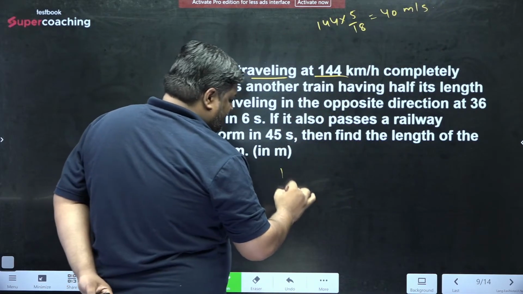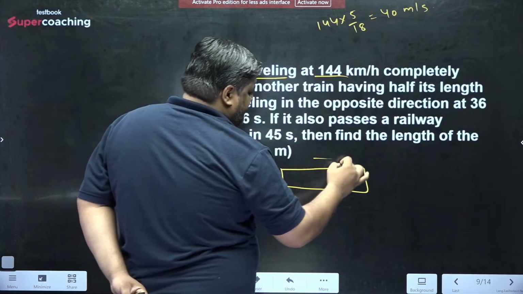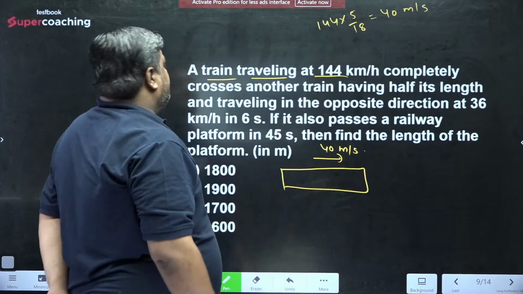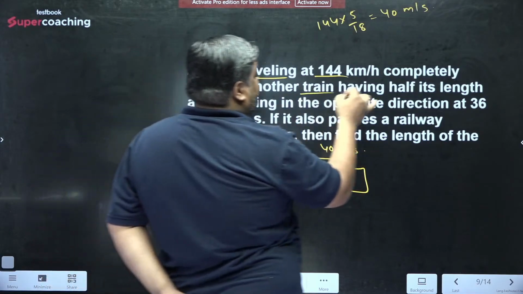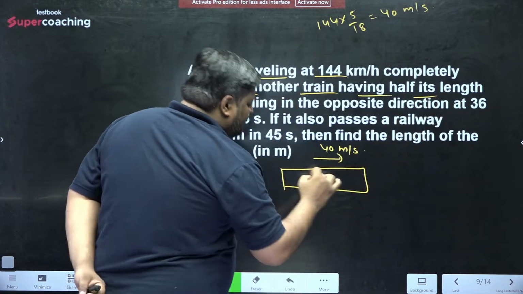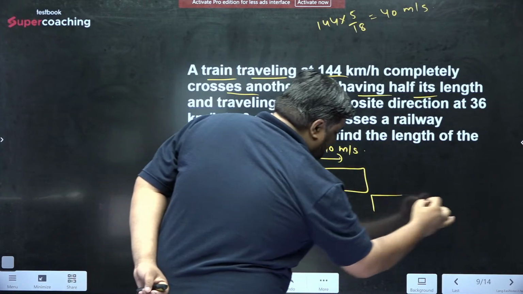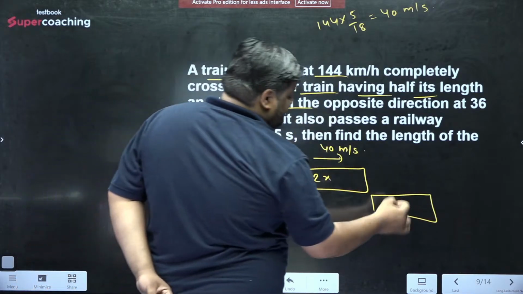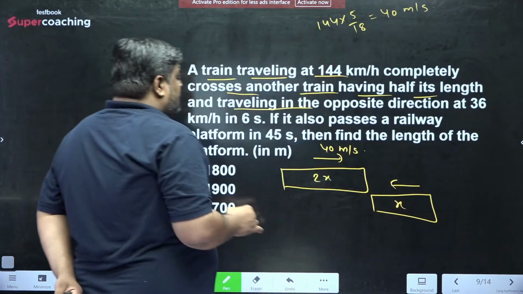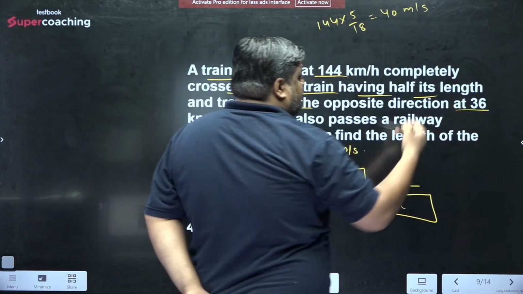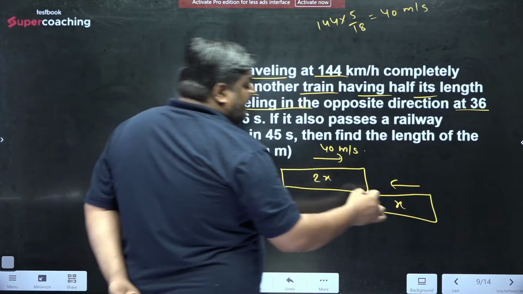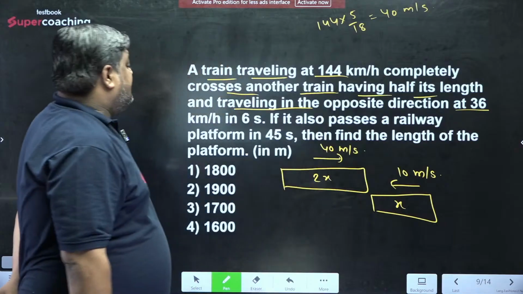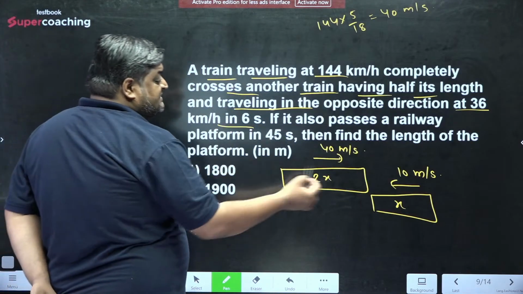So there is a train traveling at a speed of 40 meter per second. Okay. It completely crosses another train having half its length. So if its length is taken as 2x, there is another train whose length is x, traveling in the opposite direction. This train is traveling in this direction with the speed of 36 km per hour, which is nothing but 10 meter per second, right? And they cross each other in 6 seconds.